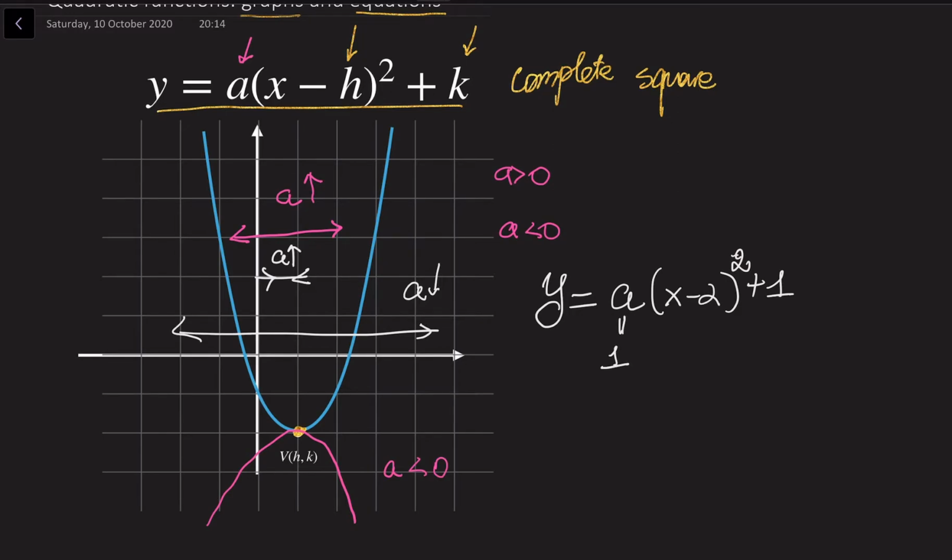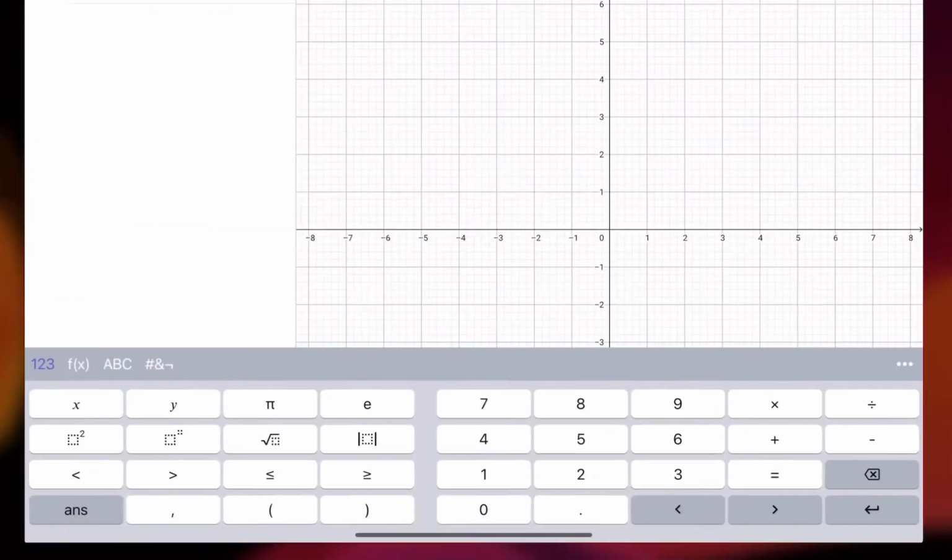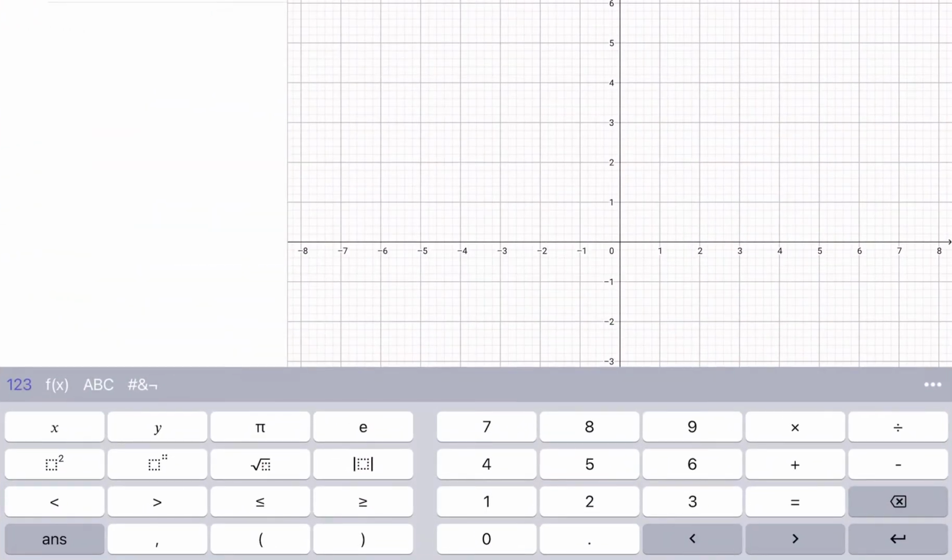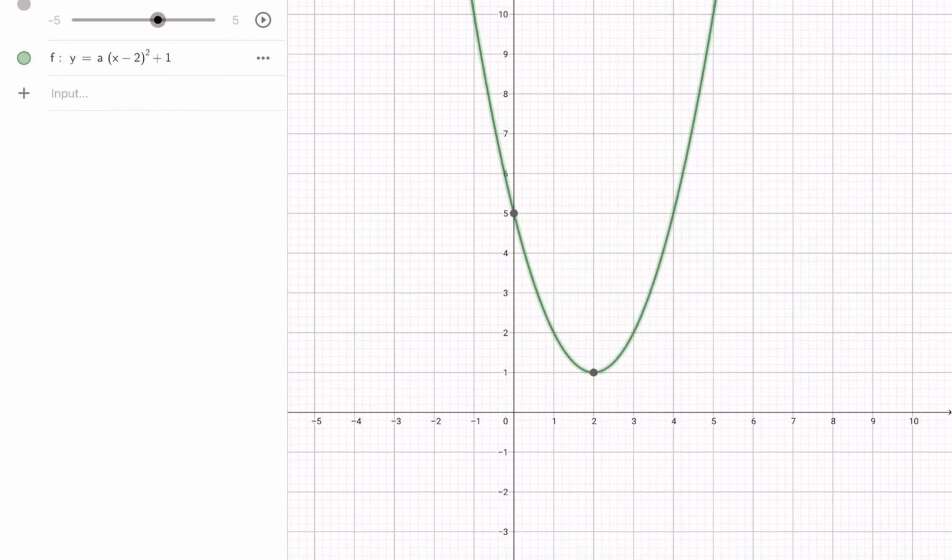In order to do this, I'm going to use GeoGebra. This is an application which we can use to sketch the graph. So let me first define the a. The value of the a is going to be equal to 1, for example. Then I'm going to define the parabola. It's going to be a times x minus 2 in the square plus 1, right? So this is what we have described here.